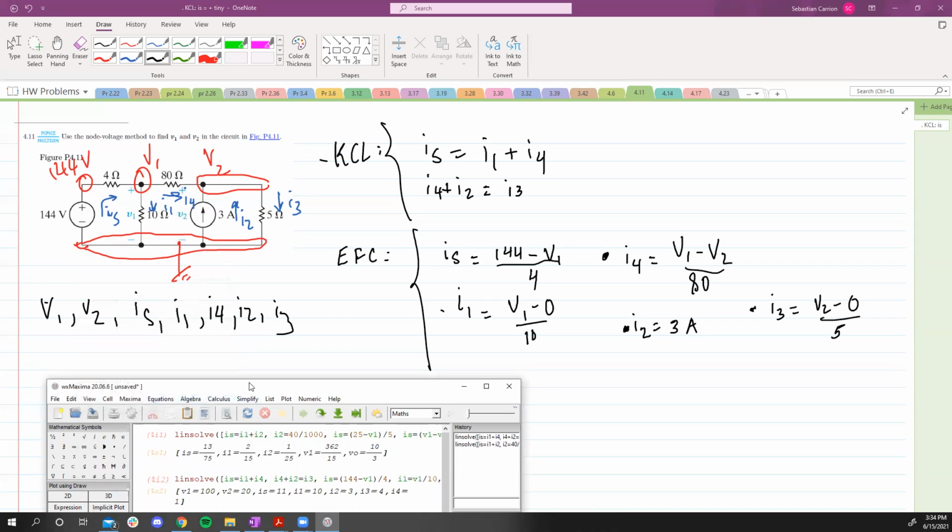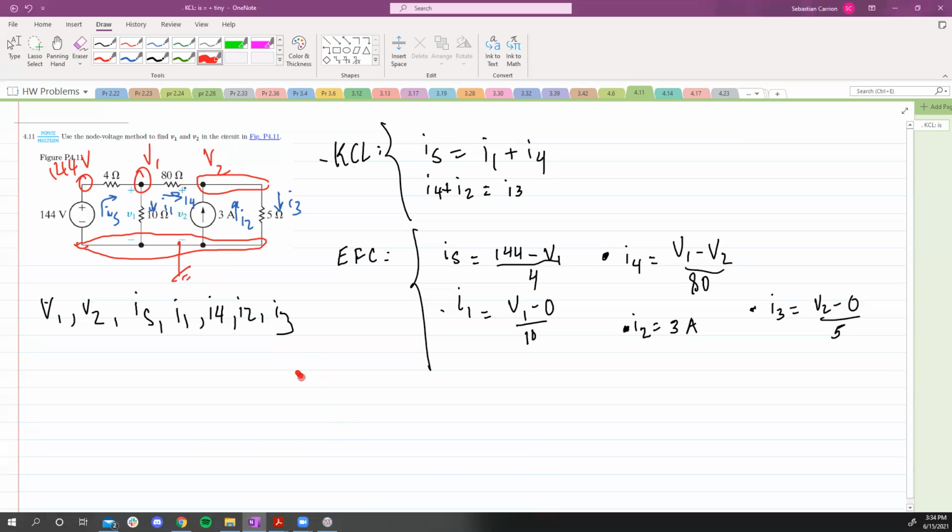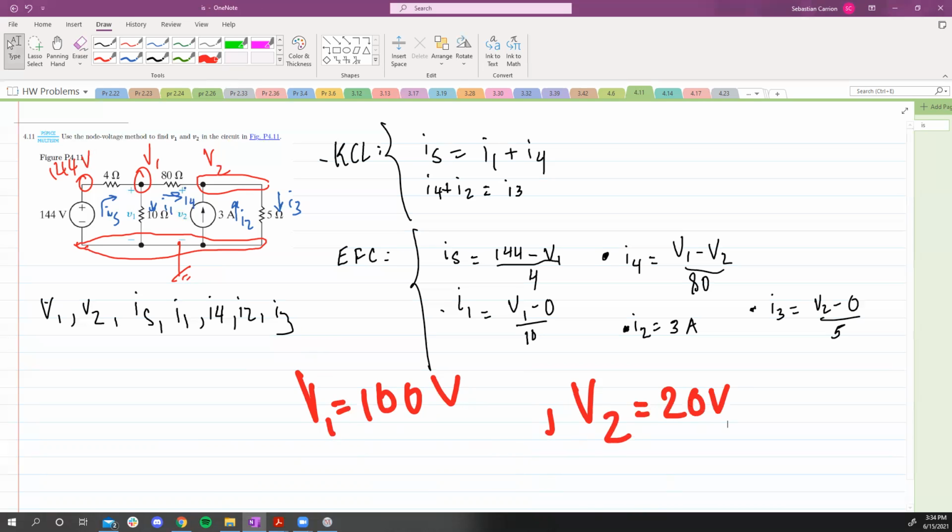Cool. So for Maxima, we know that V1 is going to be 100 volts and V2 is going to be 20 volts. Right.